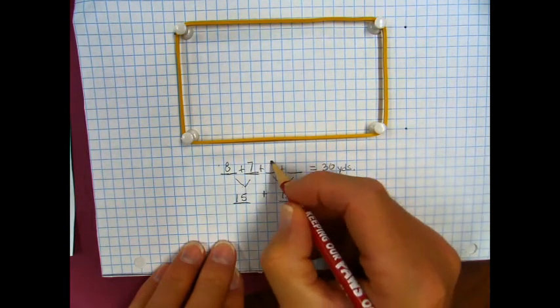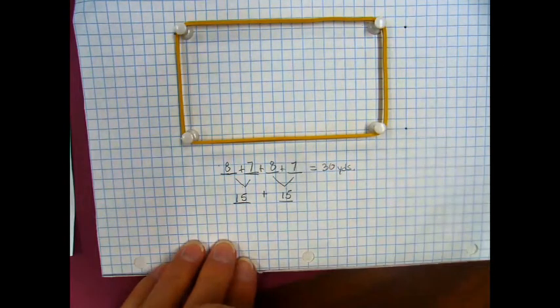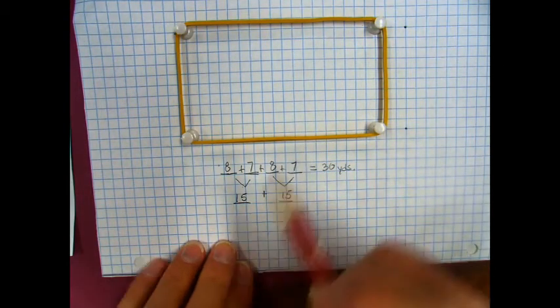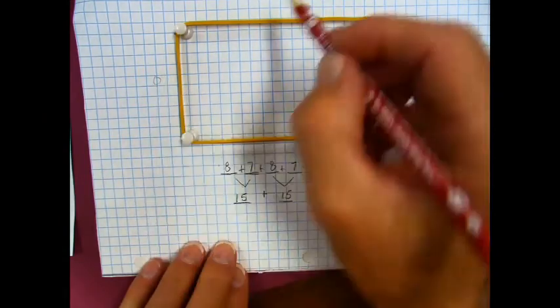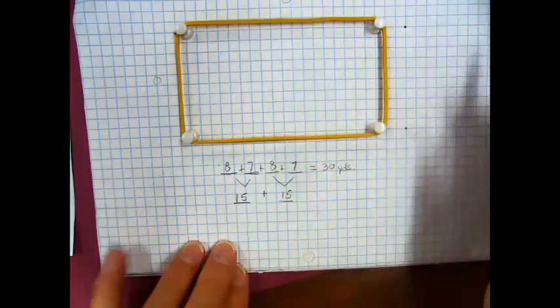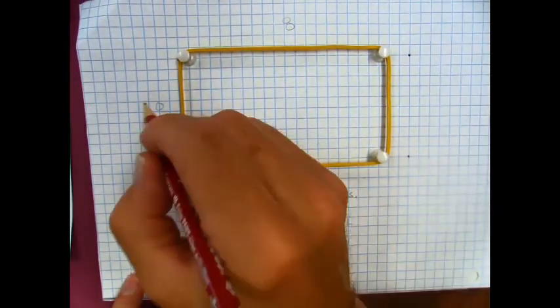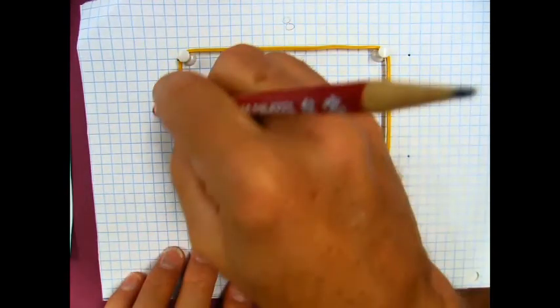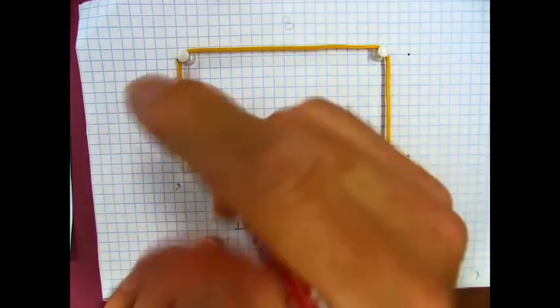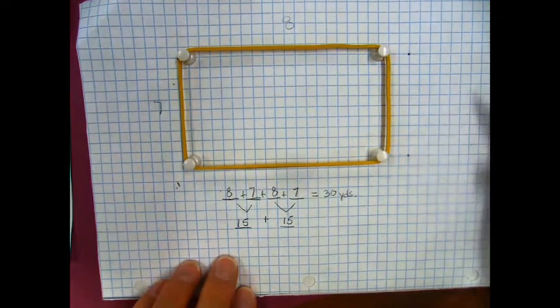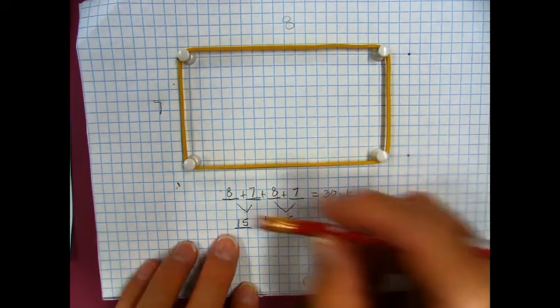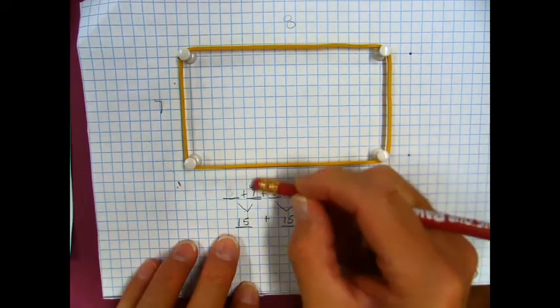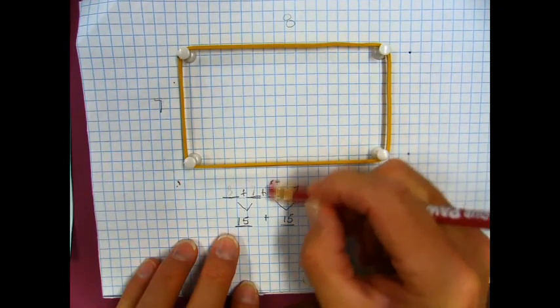So one side would be 8. Let's make that the longer side. And one side would be 7. That's totally up to you. That's your choice. Another easier one, I think, would be one that's 10 and 5.